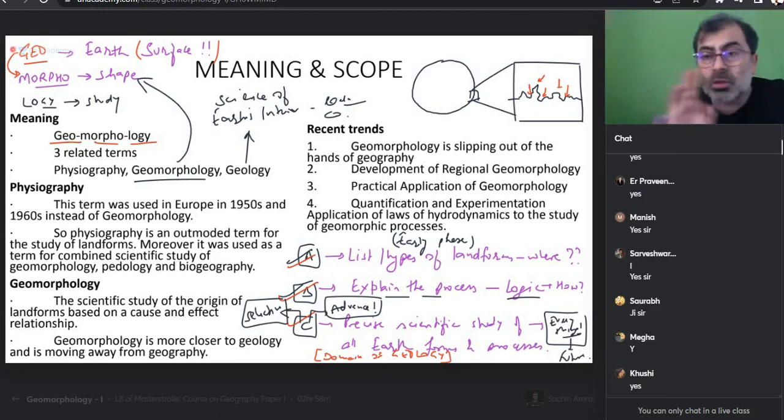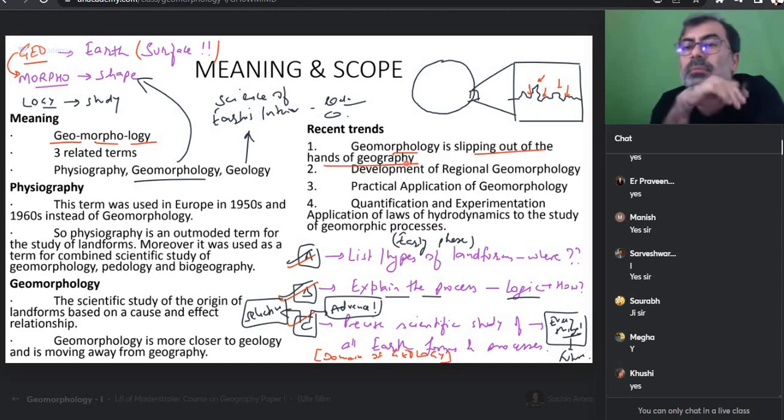And I also want to tell you that C is not wrong. So if you see someone teaching C, don't say Sachin sir said not to teach C. No. I want to tell you the recent trend is that geomorphology is slipping out of the hands of geography. It is going towards C. We will be looking at that also. Do we get that? So that is my request. Please understand what it is.